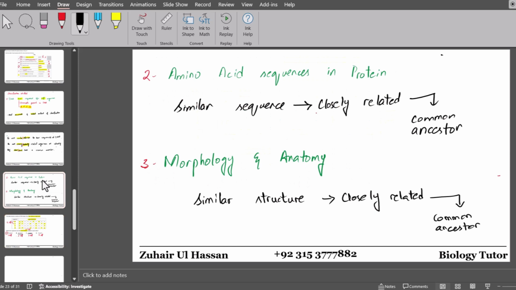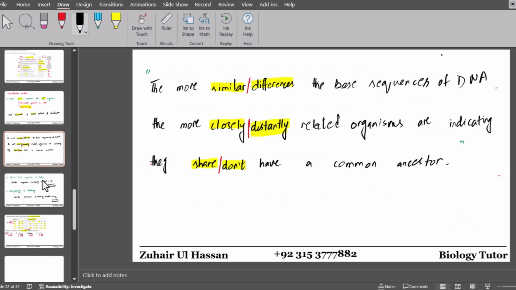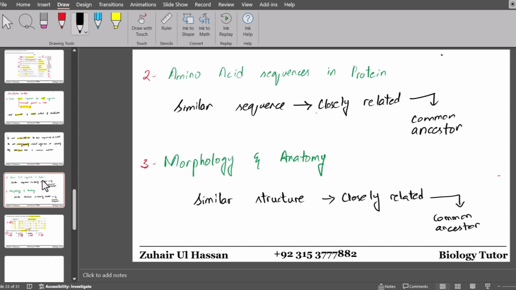Same is the case with amino acid sequence in the protein. Protein is made up of sequences of amino acids, and each species, each organism has a different amino acid sequence in the protein. If two species have a similar sequence, they are closely related and they have a common ancestor, just like the same thing we have just studied for DNA sequencing. Similarly, morphology and anatomy, both of these terms are related to the structure, to the shape of the organism. The more similar the structure, the more similar the shape, the more closely related the organisms are and they have a common ancestor. If the structure is not similar, it means they are not closely related, they don't share a common ancestor, and they would be distantly related to each other.